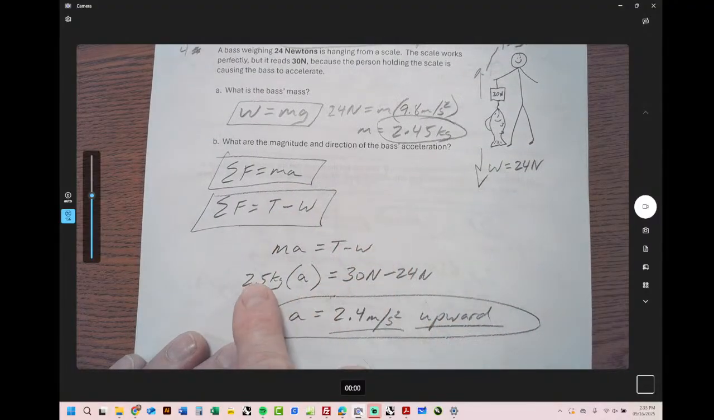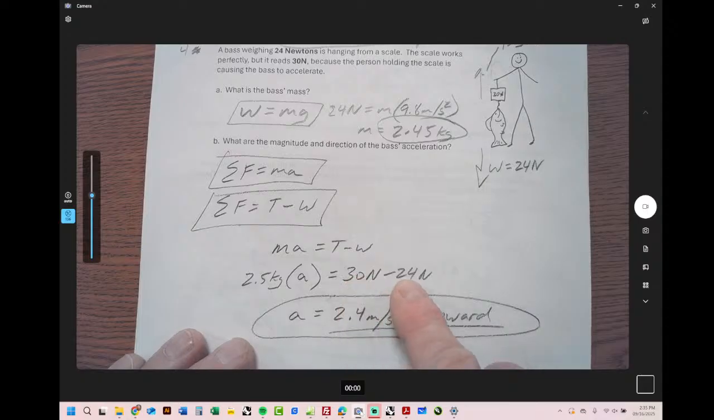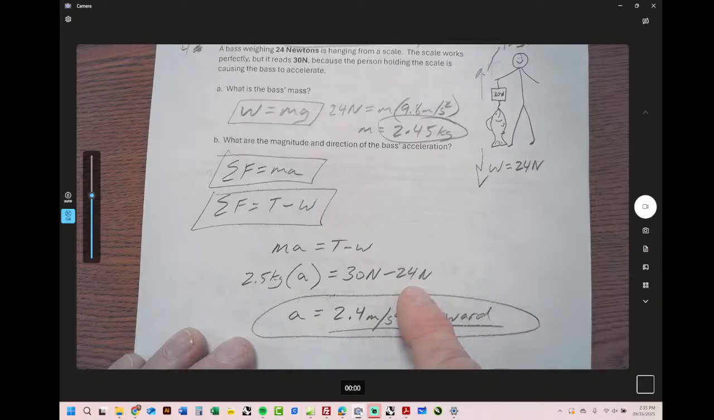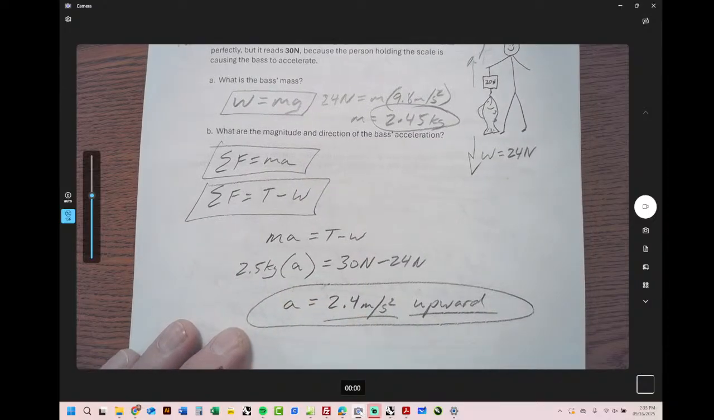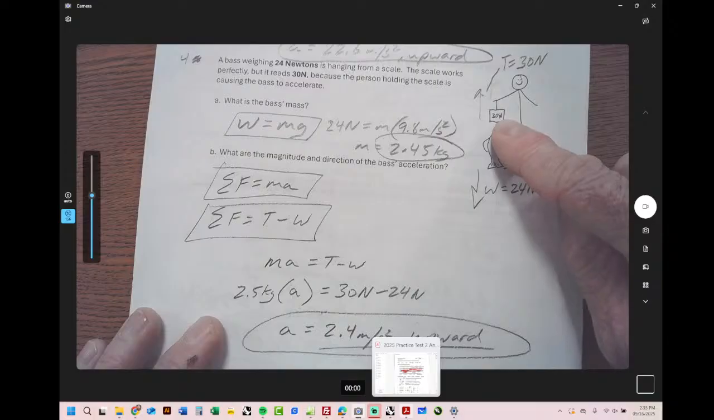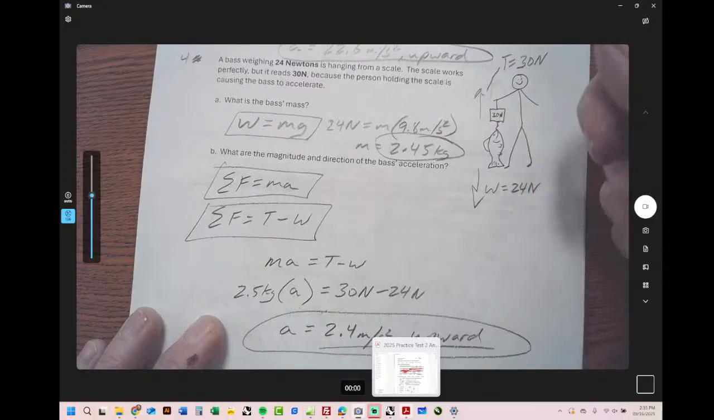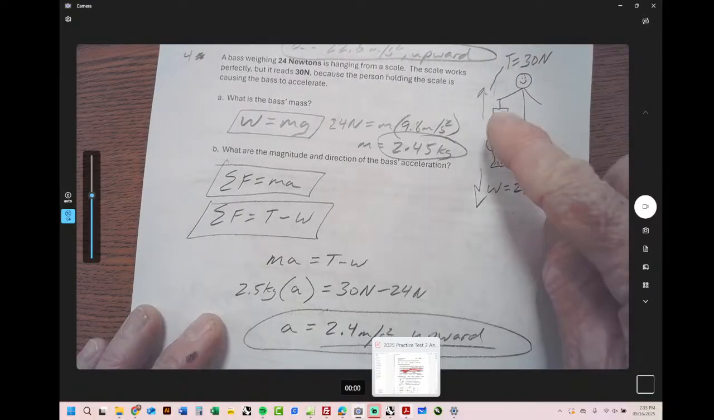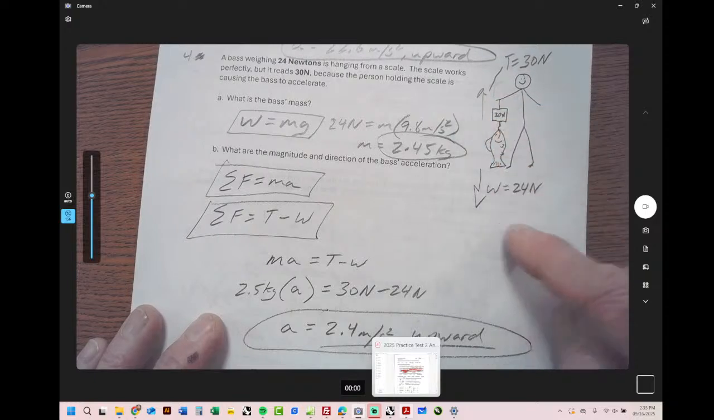Plugging stuff in, the mass is 2.5 kilograms. Acceleration, I don't know, but I'm looking for it. Tension is 30. The weight is 24. So 30 minus 24 is 6. 6 equals 2.5 times a. So 6 divided by 2.5 is a, and that's 2.4 meters per second squared upward. I know it's upward because it's positive, and because that makes sense. If this is reading something heavier than the bass's weight, you must be yanking up on the bass. If that were lighter than the bass's weight, you must be lowering the bass down.